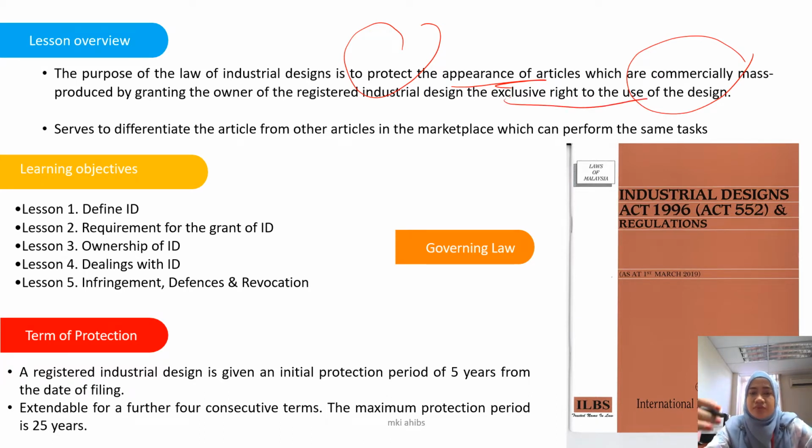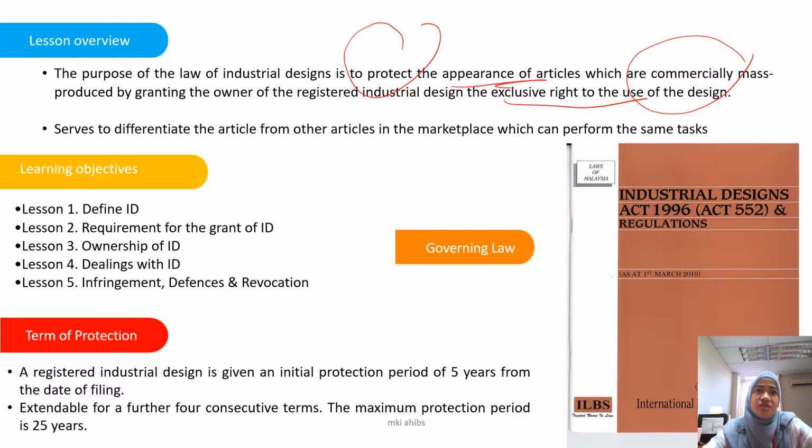So we have to go back to the basics of IP, in which the purpose of protecting any type of IP is actually for the innovator or the owner to gain profit from it. So if you protect an IP but you did not gain any profit from it, it shouldn't be protected under IP.